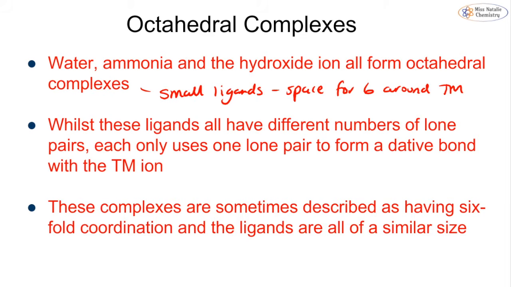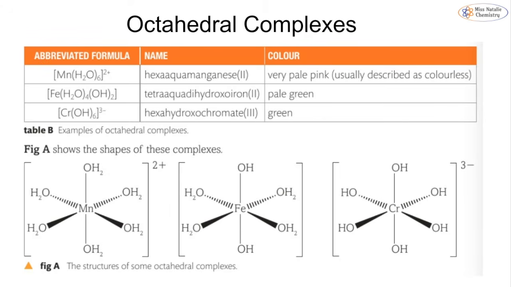And each of them only uses one lone pair to form the dative bond. So whilst the oxygen of the water and hydroxide contain more than one lone pair, it only uses one lone pair to form that dative bond. And we sometimes call this six-fold coordination. And as we've mentioned, all the ligands are of a similar size because all of the electron pair donors are in period 2 of the periodic table, because your donors would be nitrogen and oxygen, which are both in period 2, so they're of a similar size.